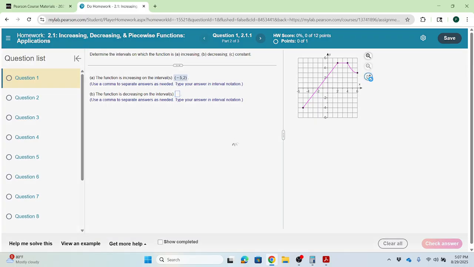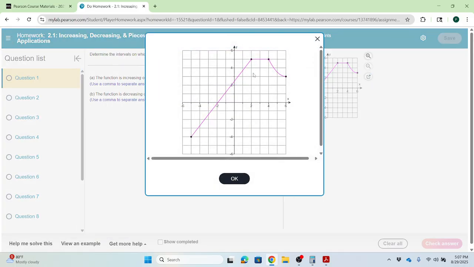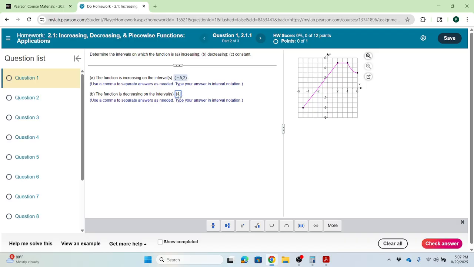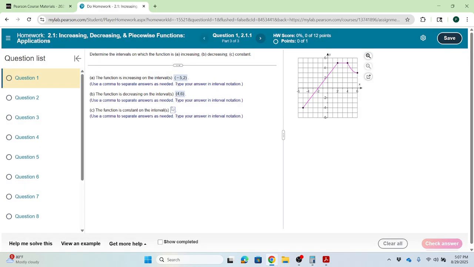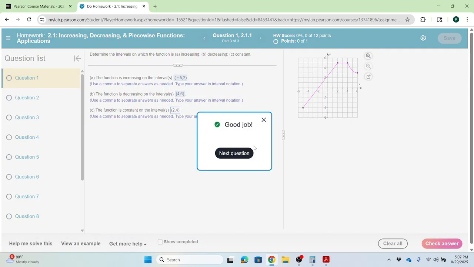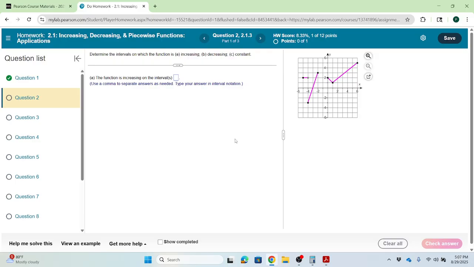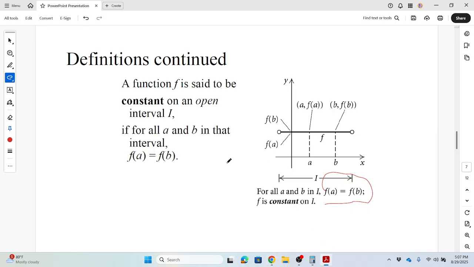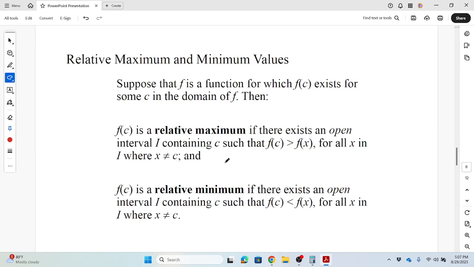The function is decreasing. As you can see, if you make it bigger, from 2 to 4, the function is constant. From 4 up to 6, the graph is going down. So from 4 to 6, it's decreasing, right? And then from 2 to 4, it's constant. 2 to 4, it's a constant graph. Okay, so that's the increasing, decreasing, and constant.